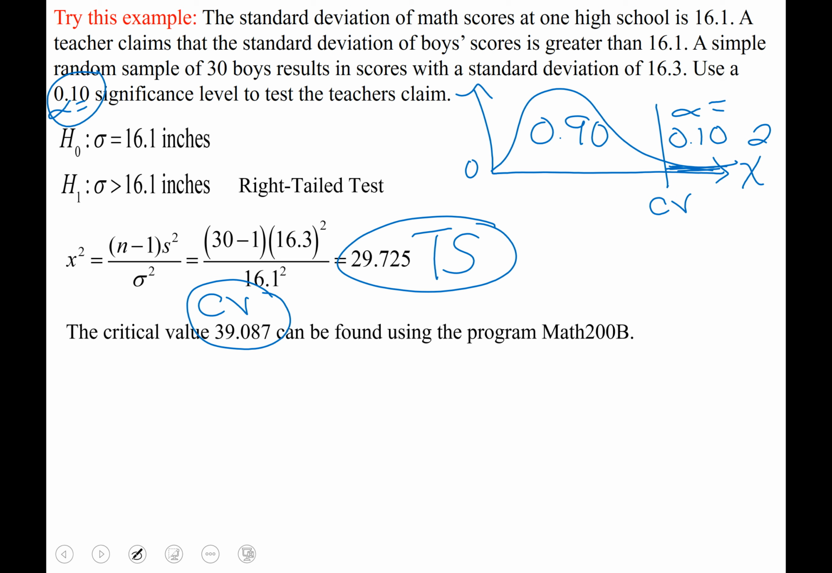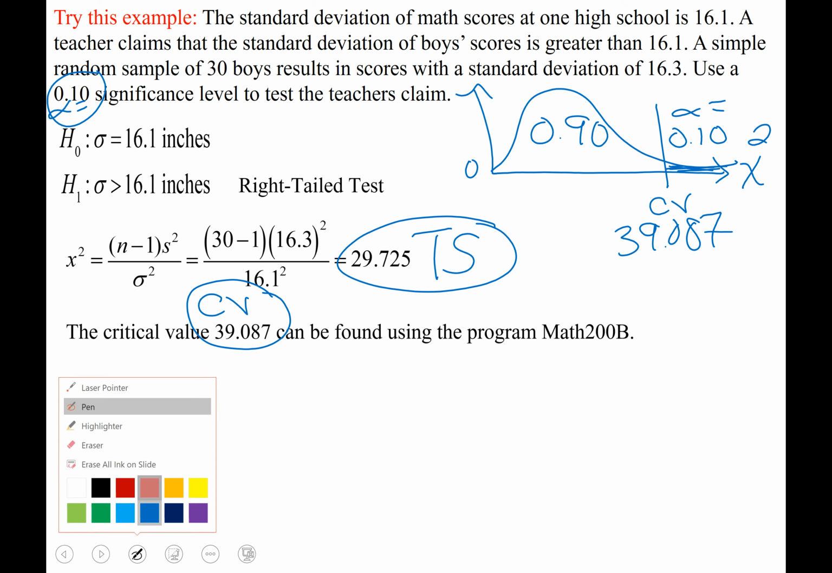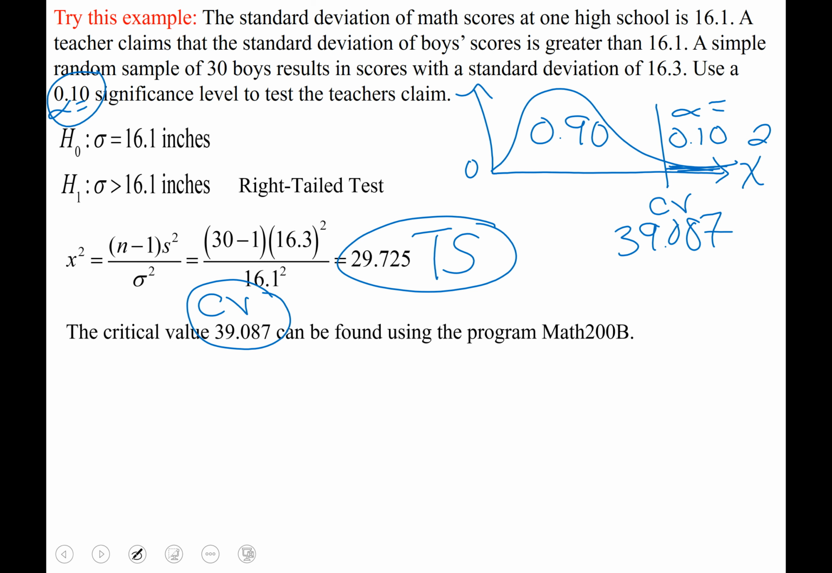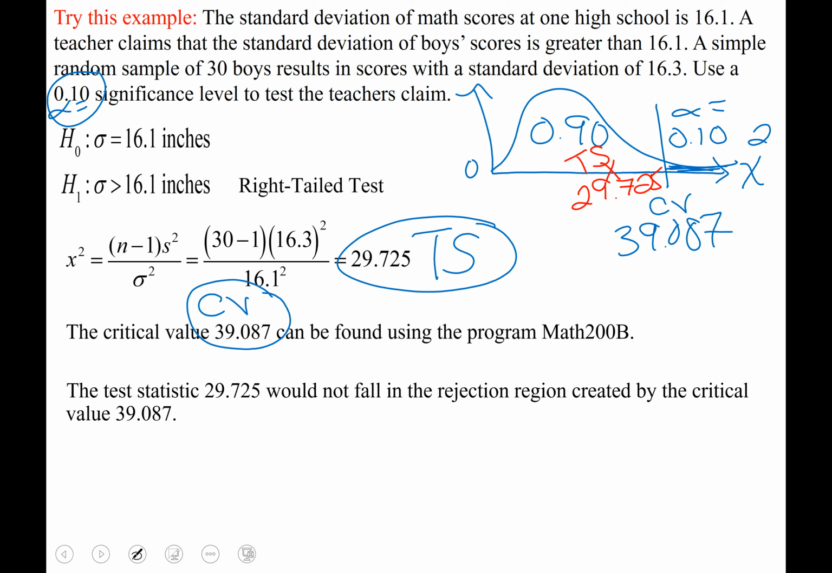Our critical value is 39.087. Now I'll switch colors to the test statistic. The correct side this time. 29.725 is closer to 0. That's our test statistic. And we see here that our test statistic does not fall in the rejection region. Therefore, we are going to fail to reject the null hypothesis.